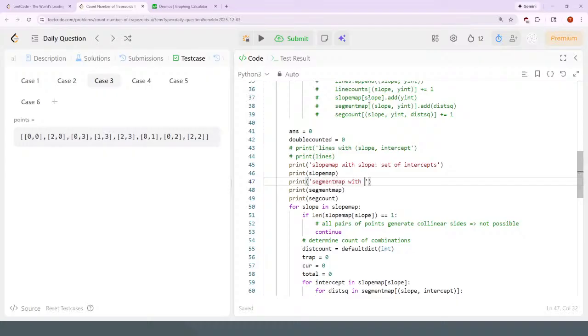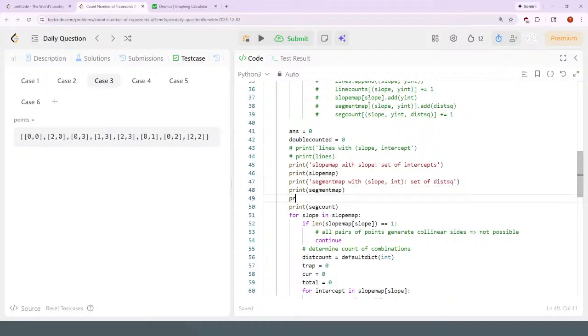Segment map with slope intercept to set of distance squared, and then segment count with map of slope intercept distance squared to count of line segments. Get that information.